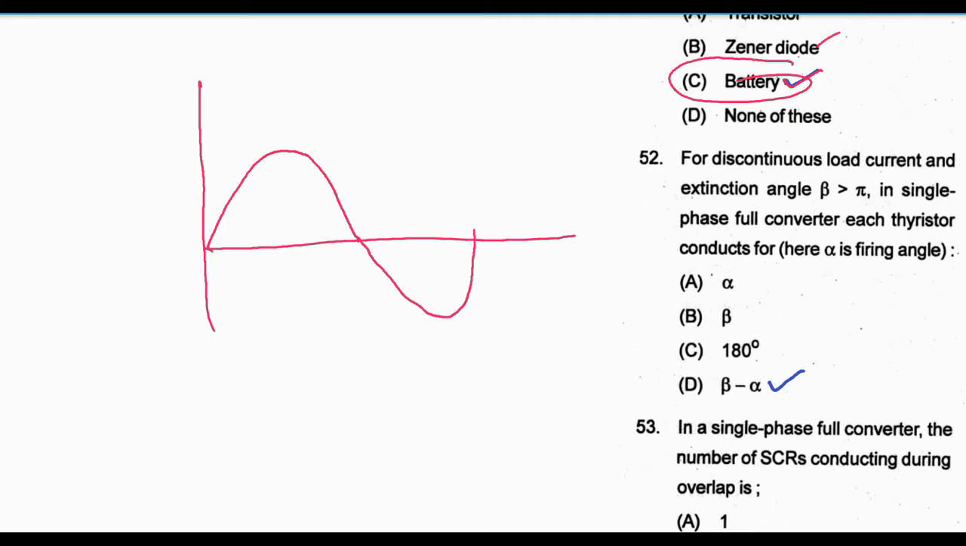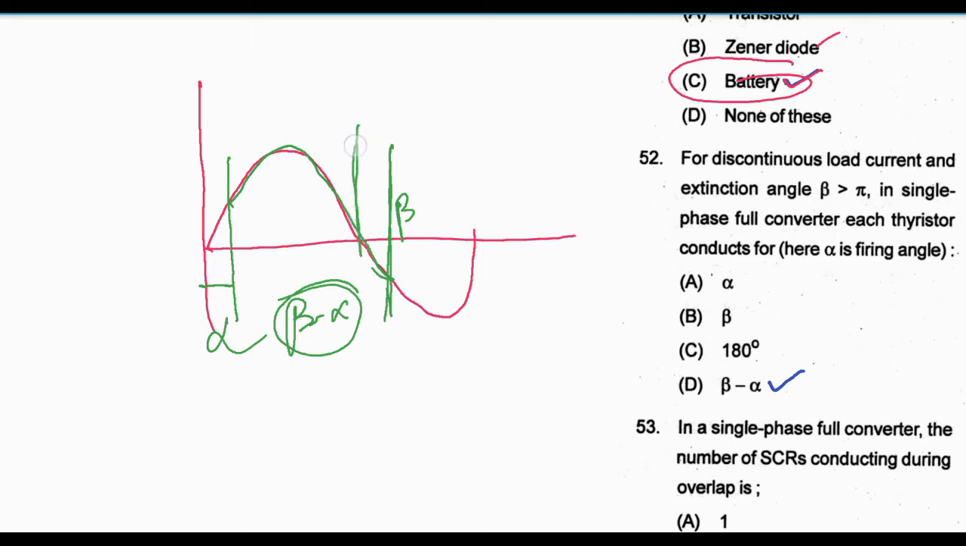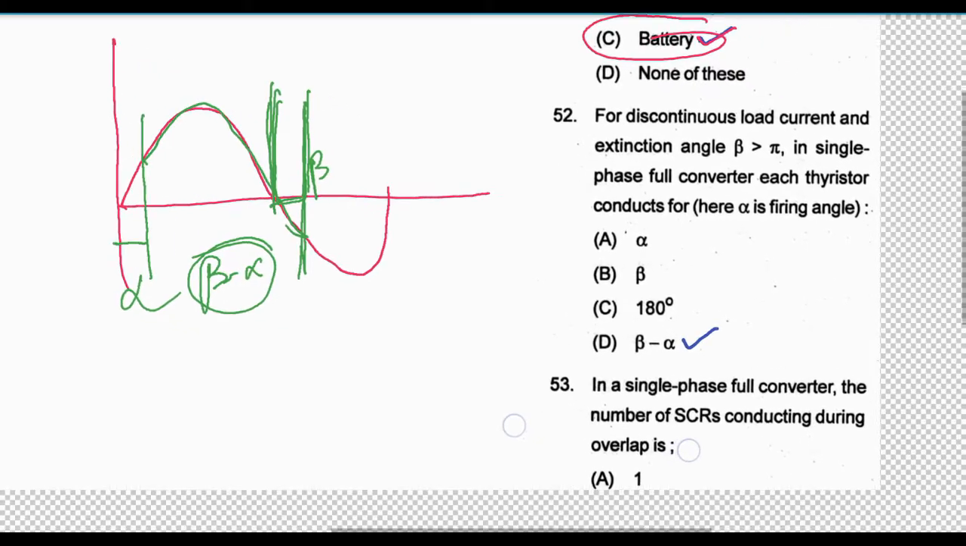Suppose this one is the source voltage. Alpha is generally the firing angle, and beta is the extinction angle. Here is beta, and for this much period current flows, that means beta minus alpha, the thyristor conducts. And from pi to beta, how does it conduct? It conducts only due to the inductance of the load, or the flyback diode, or the feedback diode.